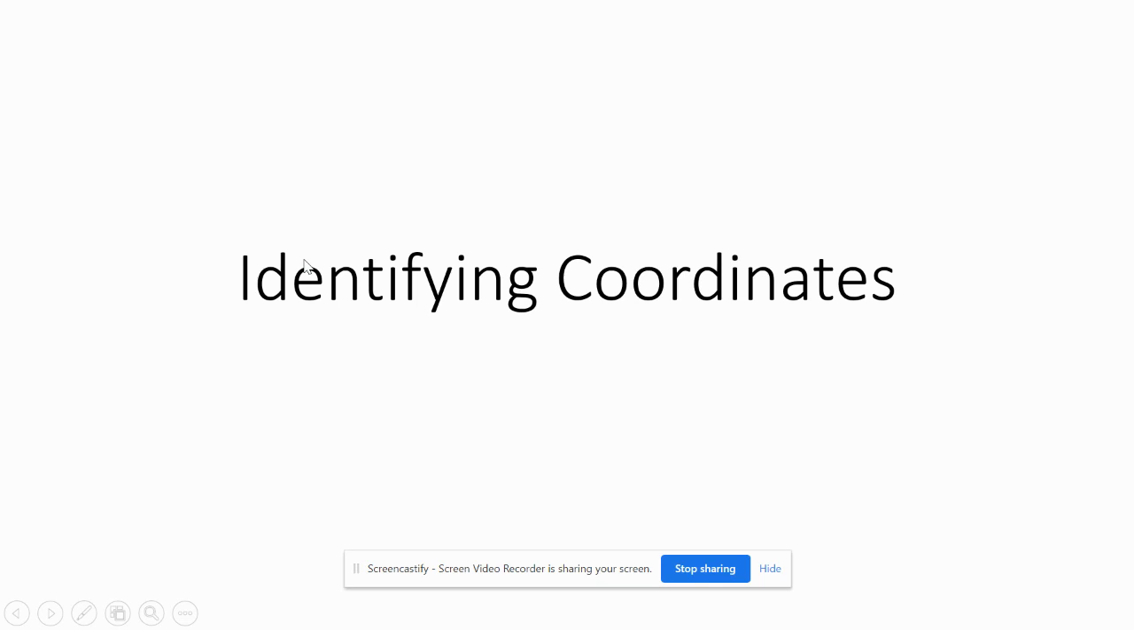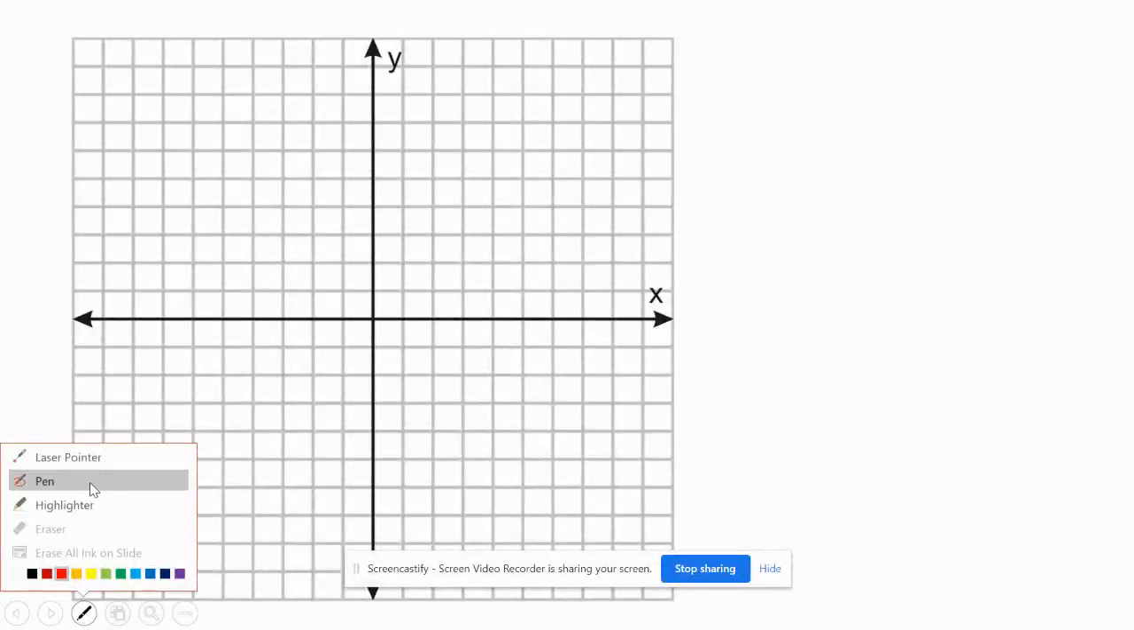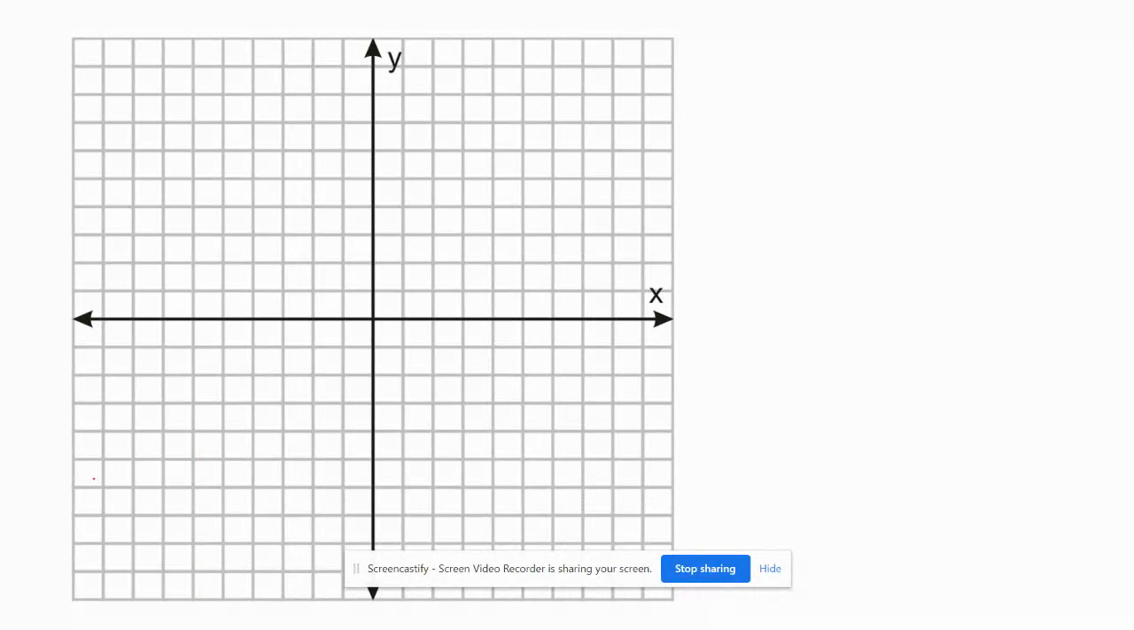All right, guys, this week we are going to talk about rotations, reflections, and translations on a coordinate grid. Now, before we get started on that this week, though, we have to look at identifying coordinates and plotting points on a coordinate plane. Okay, so you guys should know. I know this is a very easy topic for most of you, but I got to start here just to see where you guys are at.